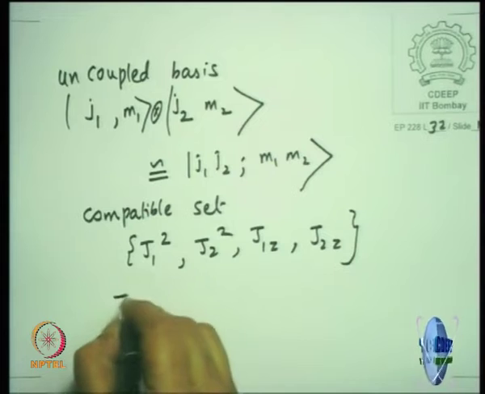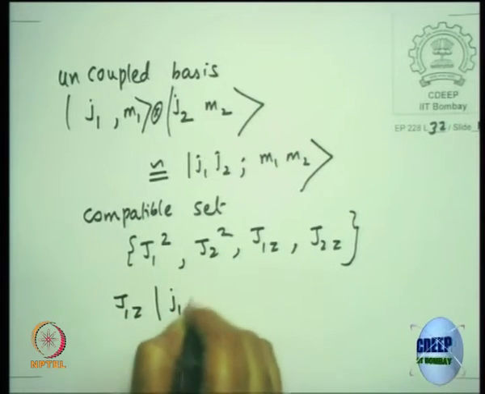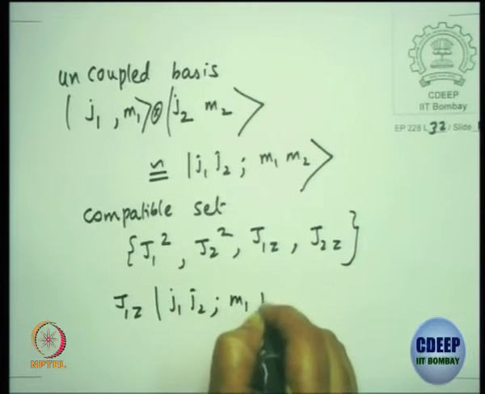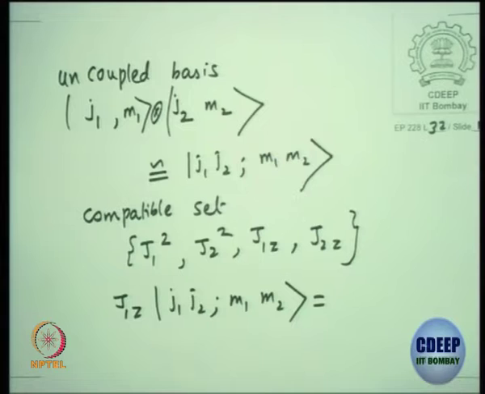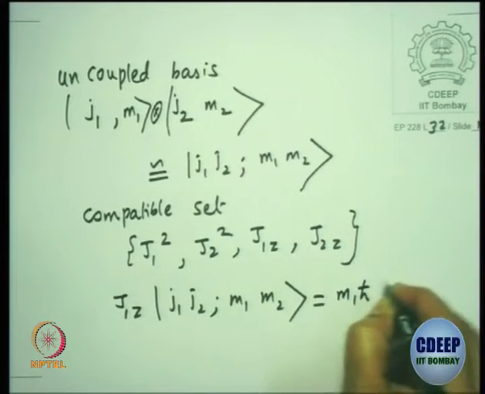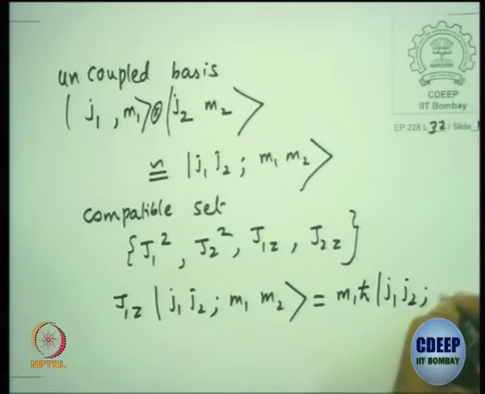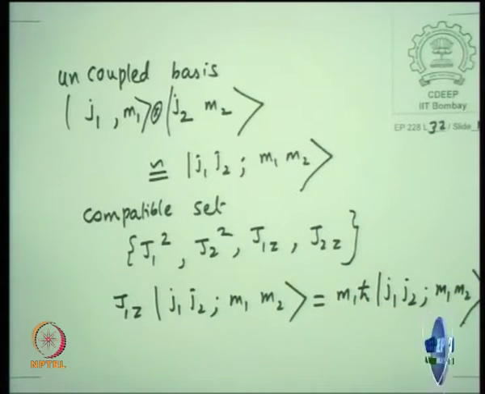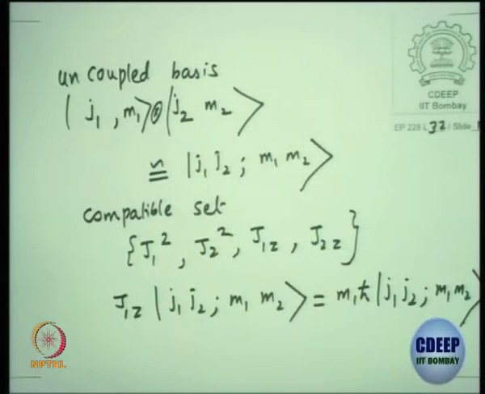If you take J1Z and operate it on |J1, J2, M1, M2>, that's going to give us M1 h-cross times |J1, J2, M1, M2>. Similarly for J2Z. Is that clear? And J1 squared will give you J1 into J1 plus 1 h-cross squared, and similarly J2. So it is a simultaneous eigenstate of this compatible set. Okay, so this was the uncoupled basis.